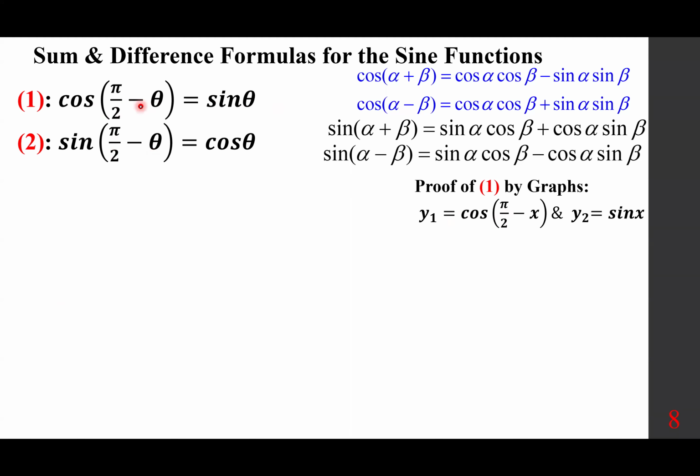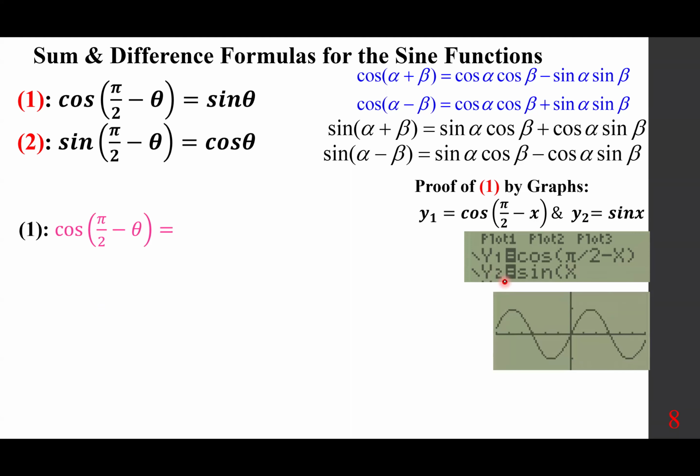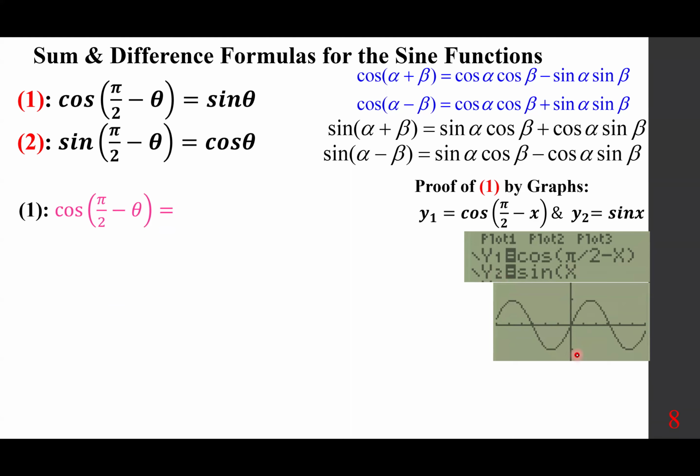So y1 is the left side, cosine of pi over 2 minus x. y2 is the right side, sine x or sine theta. It doesn't matter what variable you use. And you graph the two as y1 and y2, and you notice that you just get one graph, and that's a proof that it's the same thing.